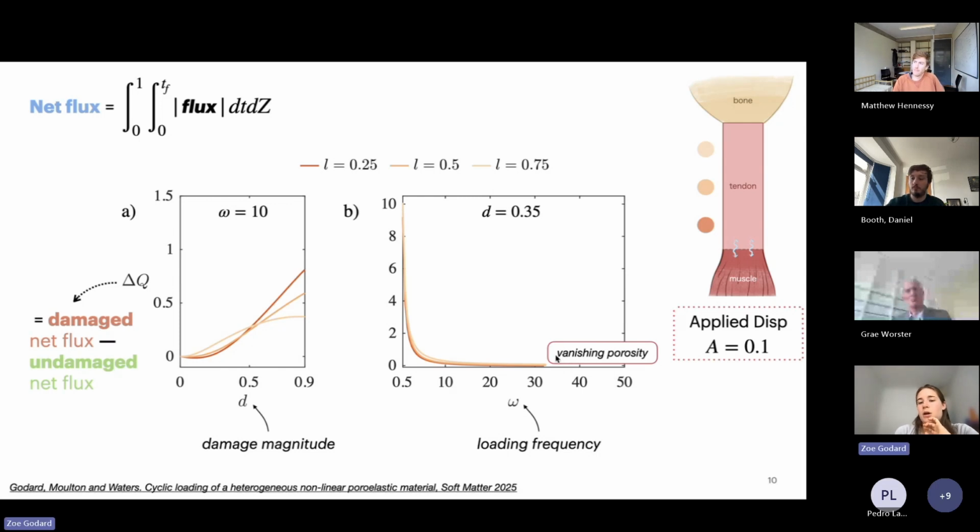And here you have a vanishing porosity, and I'm not going to get into the details of that, but that is to be expected when you're applying a cyclic displacement to a poroelastic material. The model breaks down, basically.